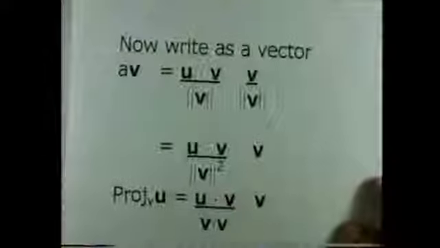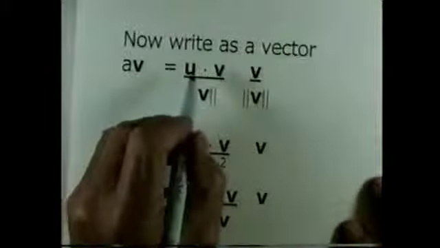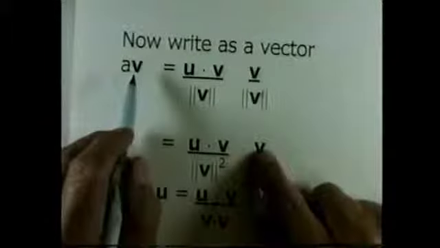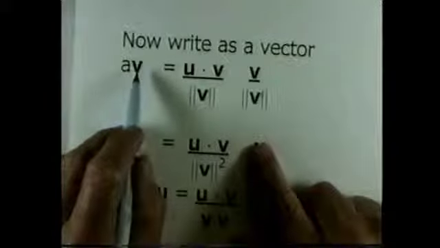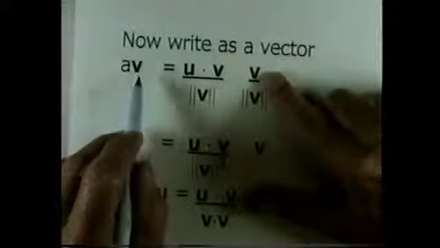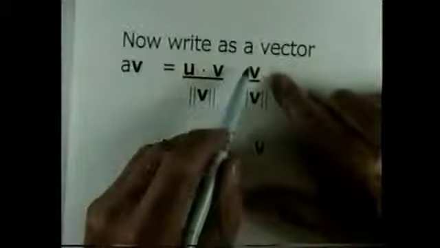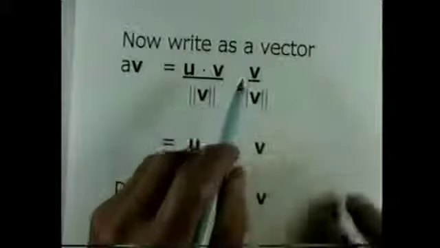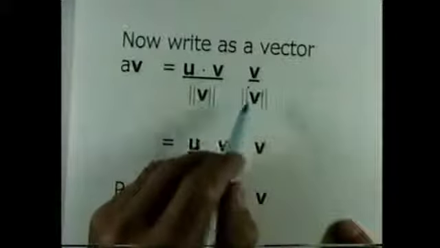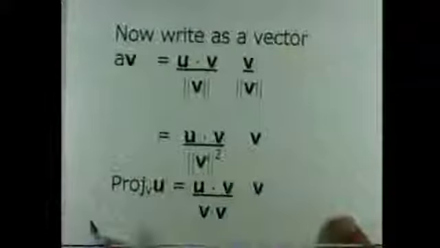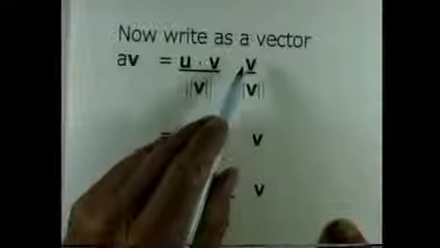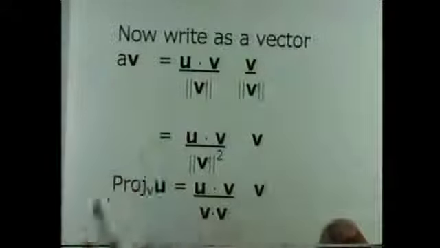Now let's write it as a vector. So the vector AV will be U dot V over the magnitude of V times the unit vector. So what I'm doing is I had the length of AV here, but I'm going to add direction. The way I add direction and put it in the same direction of V without changing the length would be to multiply by the unit vector. So the unit vector would be the vector divided by its length. So AV would be U dot V divided by the magnitude of V times the unit vector V over the magnitude of V.